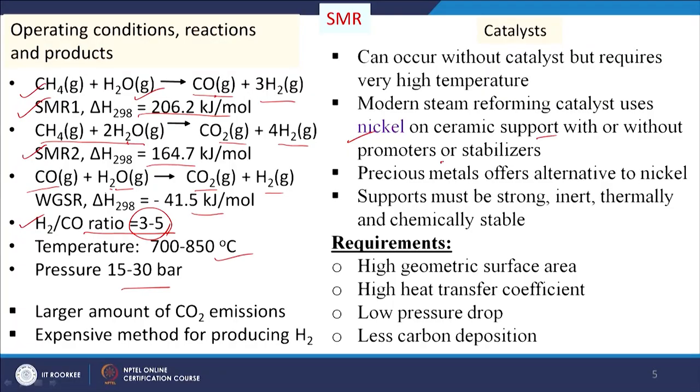So, during this process carbon deposition takes place, and the catalyst should have the property where low carbon deposition will be achieved. This process we will discuss in detail, because we see here hydrogen is maximum. So, if we want to get hydrogen from this syngas, steam reforming may be one of the important routes, and we will discuss it in more detail in the next class.